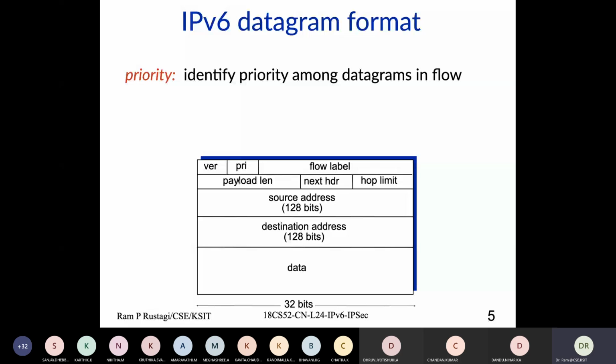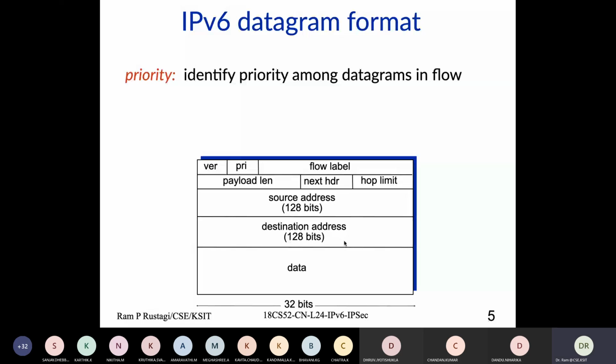Then of course the payload length, meaning the size of the data. The next header field, like in the IP protocol, indicates the next level header. It could go to TCP, UDP or SCTP, and that field indicates it. Then the hop count or hop limit. Each time a router forwards a packet, it decreases the value by 1, and the moment the value becomes 0, it discards the packet. This is done so that the packet does not rotate in the internet throughout.